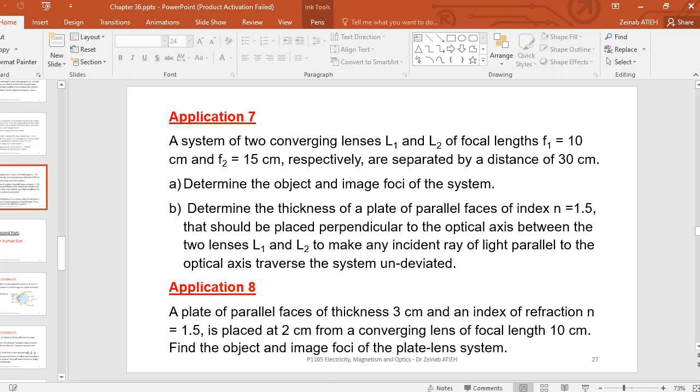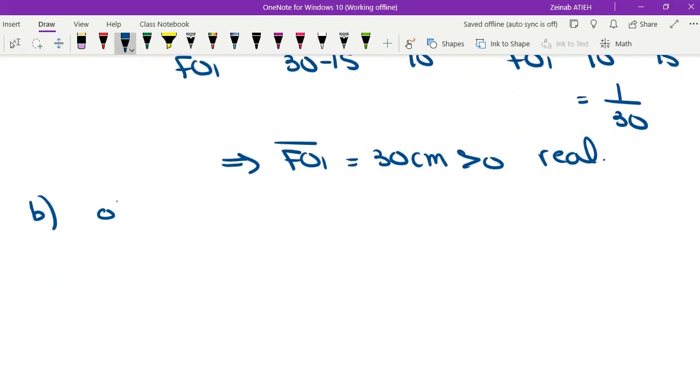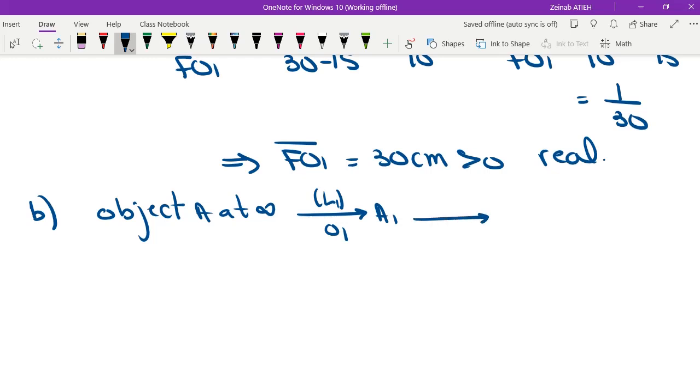So let's do that. We have an object A at infinity. First, light will cross L1 with center O1. It will give me image A1. Then it will cross the plate to give me the image A2. Then it will cross the lens L2 with optical center O2 to give me the final image A prime, which is at infinity. This is the given. Object at infinity, final image A prime at infinity.